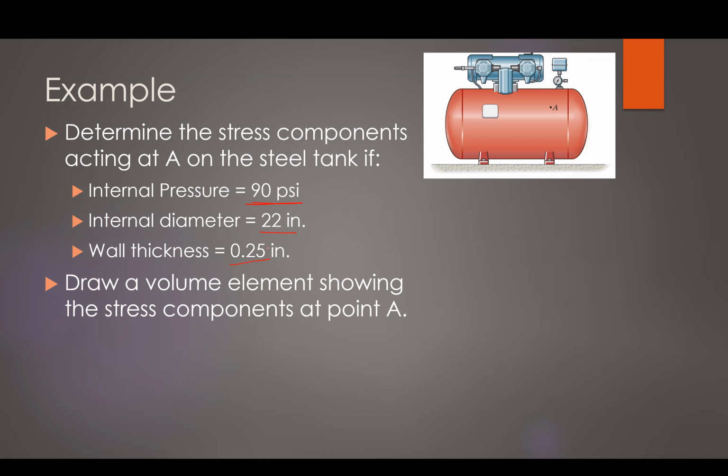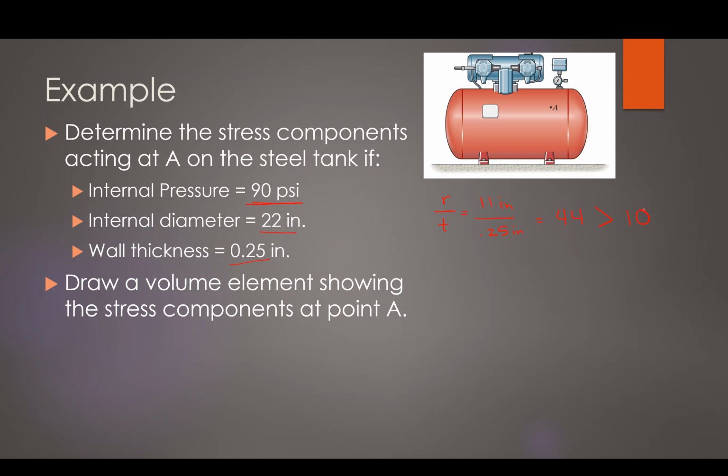Now the first thing that we can notice is that this is a thin-walled pressure vessel, and we can demonstrate that by computing R over T. R over T is going to be 11 inches divided by 0.25 inches. And that gives us 44, which is greater than 10. So we can proceed with the assumptions that we have, that assumption mainly being that our radial normal stress is equal to 0.